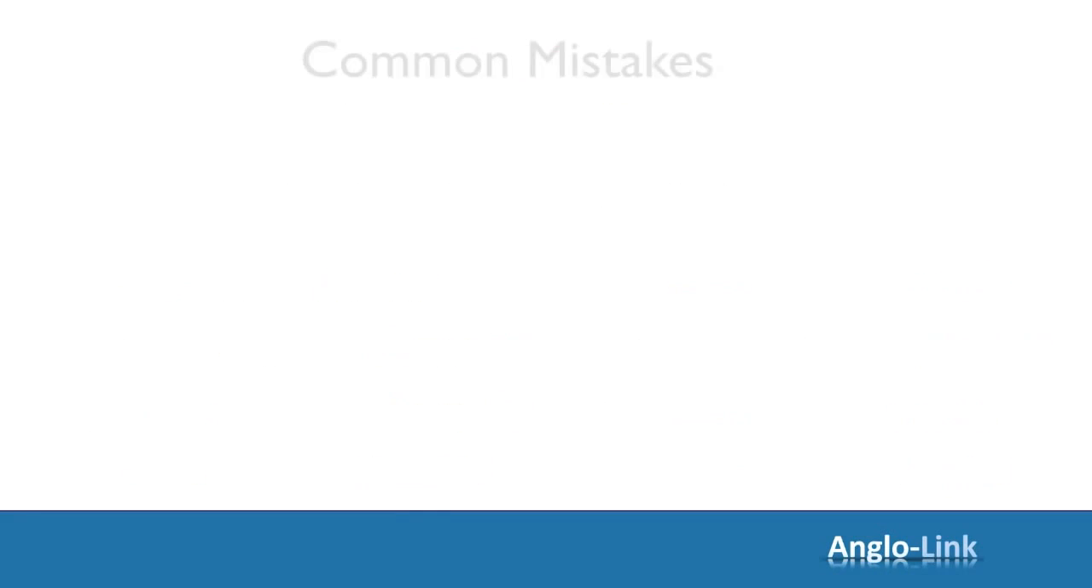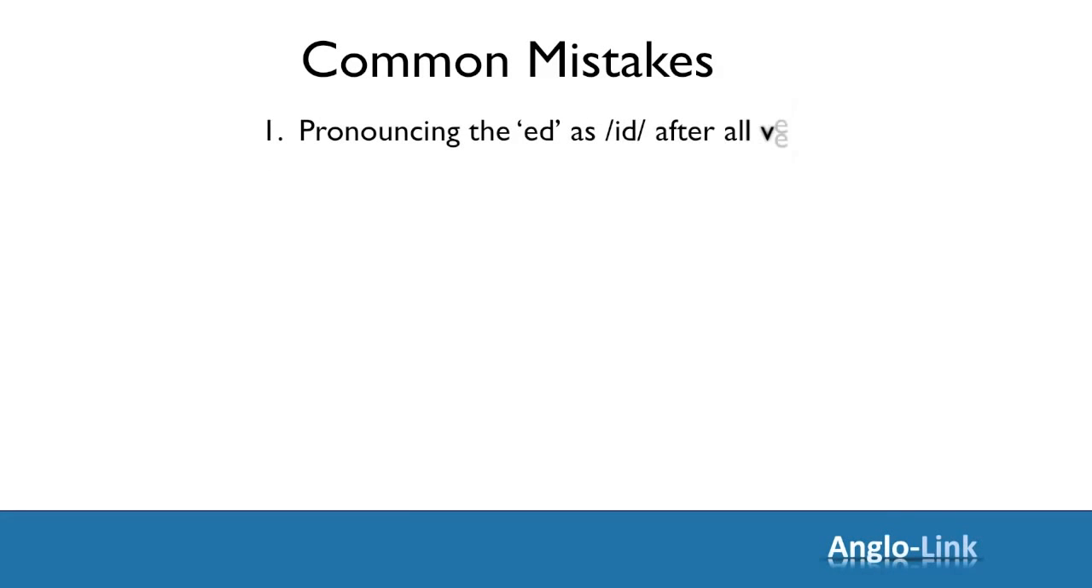Okay then, let's look at the common mistakes. As you can imagine, the most common mistake is pronouncing the ed as id after all verbs. Let's look at some examples. Common mistake, saying help-it. It is helped. Saying walk-it. It is walked.